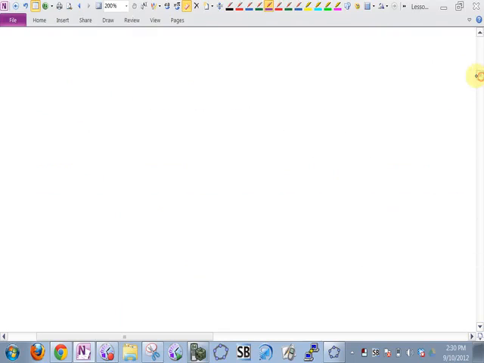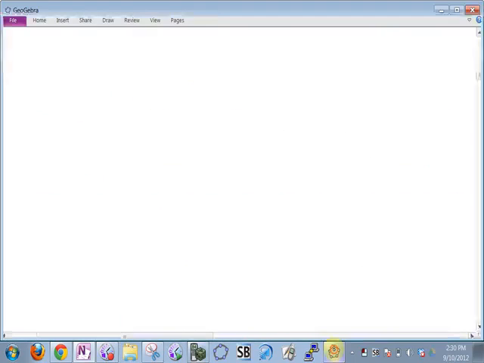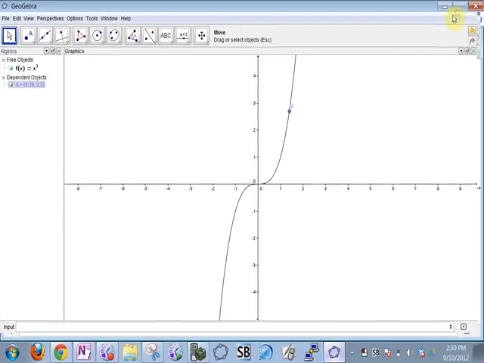So let's start graphing some. Let's start graphing some simple polynomials and get a feel for what all polynomial graphs look like. I'm going to use a piece of software here.